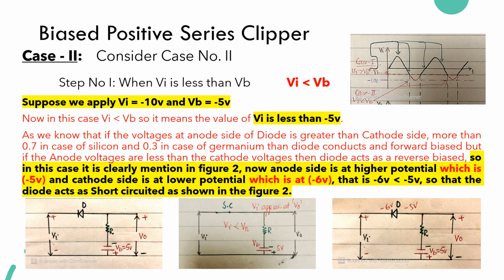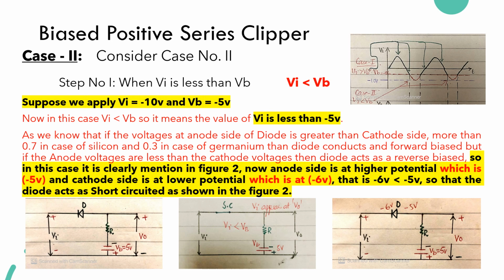Consider case number 2, when Vi is less than Vb. Suppose we apply Vi is equal to minus 10 volts and Vb is equal to minus 5 volts. In this case, Vi is minus 10 volts because we mark Vb is equal to minus 5 volts in the negative half cycle, due to the polarity of the Vb being negative, and it is also a biased positive series clipper. So in this case, the value of Vi, minus 10 volts, is less than minus 5 volts.